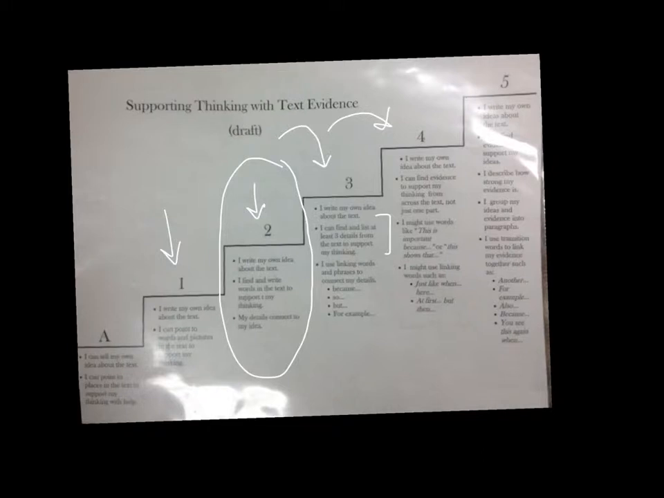Or, if you feel like you've already been doing level 3 Stop and Jots, I'd like us to try for level 4. I write my own idea about the text. I can find evidence to support my thinking from across the text, not just one part. That means you're looking at more than one page to support your thinking. I might use words like, this is important because, or this shows that. I might use linking words such as, just like when, here, at first, but then. We're going to try for level 3 and level 4 Stop and Jots today and throughout this unit.